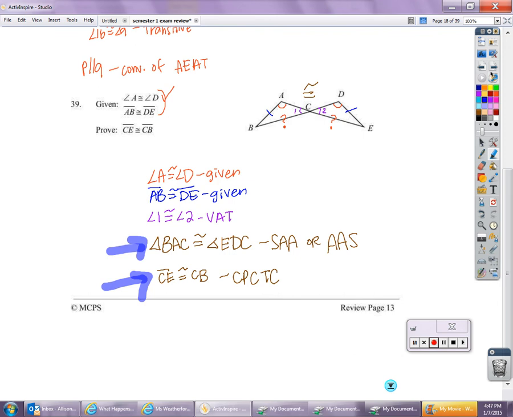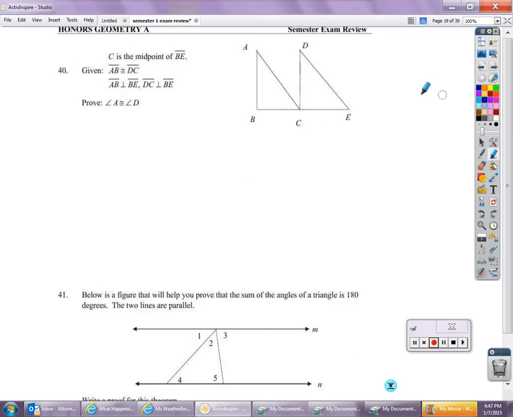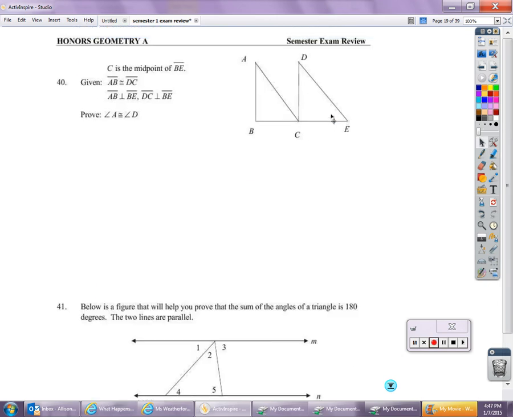Alright, 2 more problems. Number 40. Number 40 is exactly like number 39, except it has more vocabulary. So the first vocab word I see is midpoint.